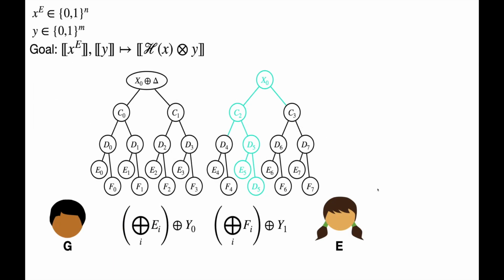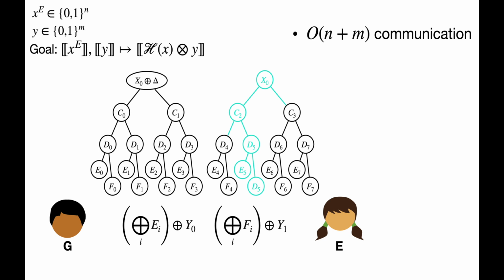Let's discuss the cost of this construction. First, recall that for each level of the tree, G sends to E 2 ciphertexts, an encryption of the odd sum and an encryption of the even sum. Second, G sends to E 1 ciphertext for each bit of y. Altogether, this means that the total communication consumption scales with n and m. The fact that this expression is additive, not multiplicative, has surprising consequences for the communication cost of certain functions.